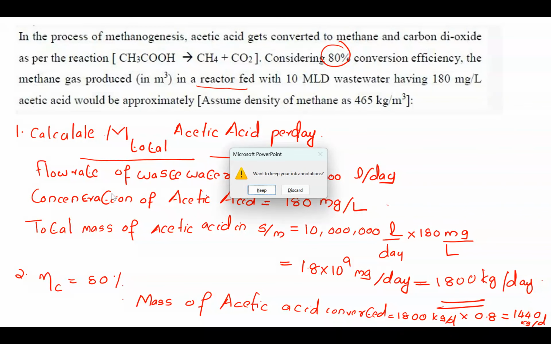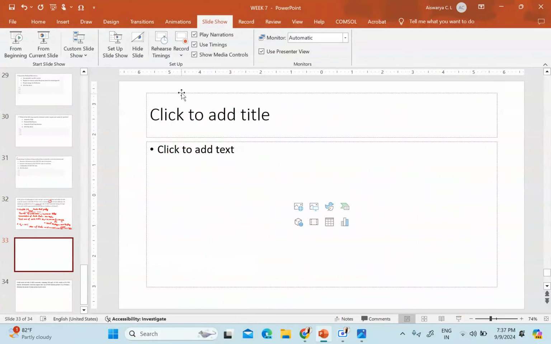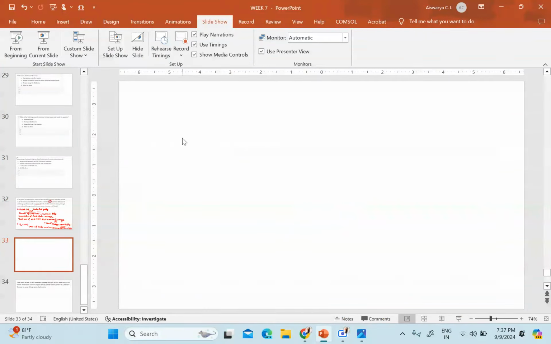Now we go for the next step. Now the third step is, we have to find out the moles of acetic acid converted.